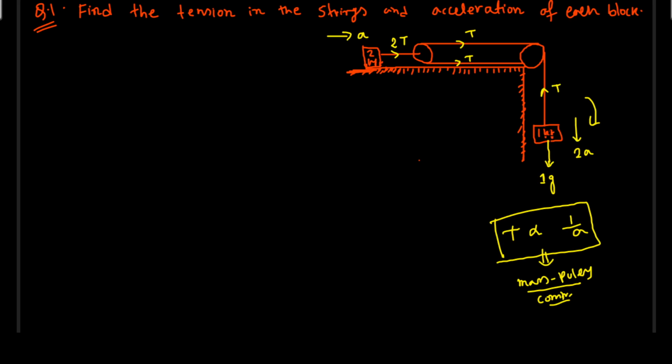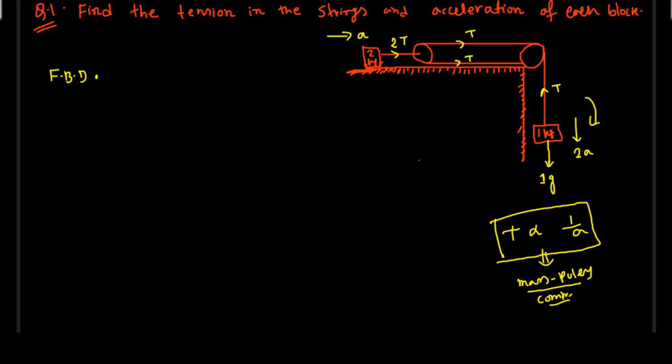Here the tensional force T is acting on the 1 kg block, and on the 2 kg block the tensional force is 2T. So if on the 2 kg block the acceleration is A, then on the 1 kg block the acceleration will be 2A. Now we have to make the free body diagram of the 2 kg block as well as the 1 kg block. Let me first draw the free body diagram of the 2 kg block.